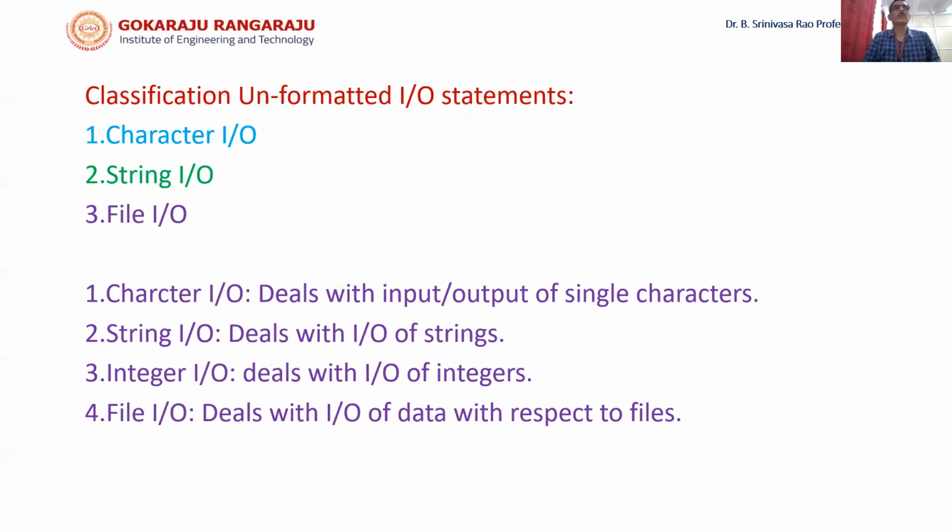Now, look into the details of the classification of unformatted IO statements. It mainly depends upon the data. Generally, we input data of character type, string type, and file type, so accordingly the classification has been done. Character IO deals with input output of single characters. String IO deals with input output of strings. Integer IO deals with input output of integer numbers. File IO deals with input output of data with respect to files.